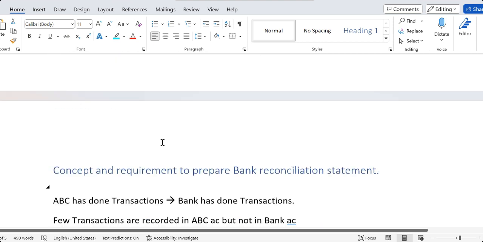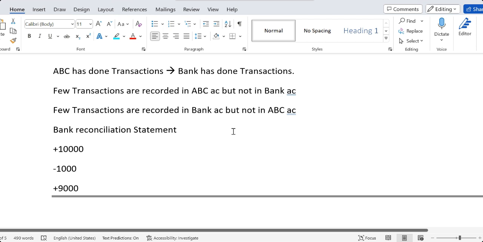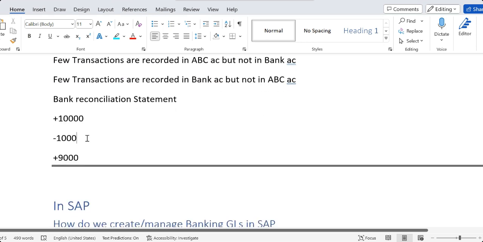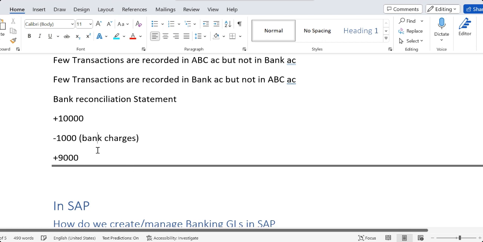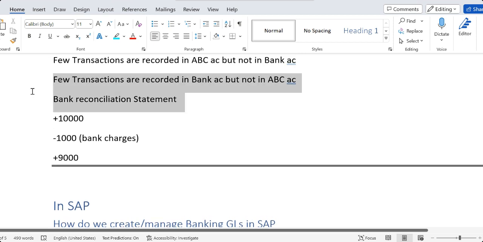So we have to prepare a bank reconciliation statement, and that statement can clear this up, and we can note down all the details of what the difference is. We know in that example that the difference is bank charges of 1000. So we'll say, this is my balance, the difference is bank charges of 1000, and the bank balance is 9000. I have not booked these bank charges in my books of account yet, that's why there is a difference. So like that we have to prepare this bank reconciliation statement.